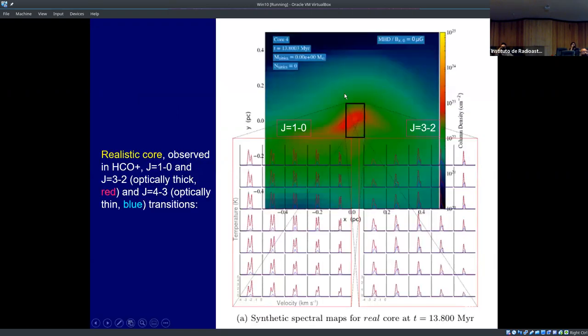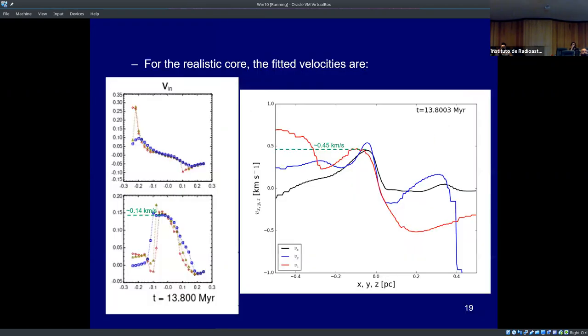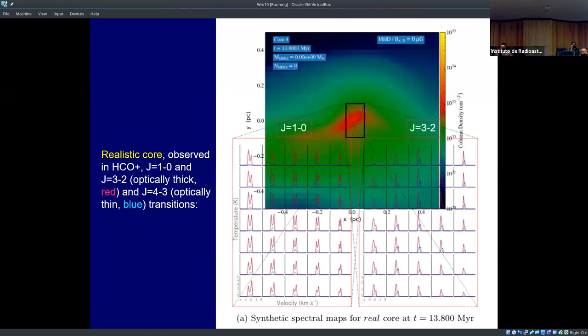And finally here I'm showing the realistic core, and so we got to do these grids of spectra like the observers do, and I felt like I had finally done something like the observers, but well, it was Robert who did it, but anyway. So this is the realistic core. This is not as dense, so we still use HCO+, but in J equals 1 to 0 and 3 to 2, and these are optically thick. Oh, sorry, I think not the 3 to 2, but we still use the 4 to 3.